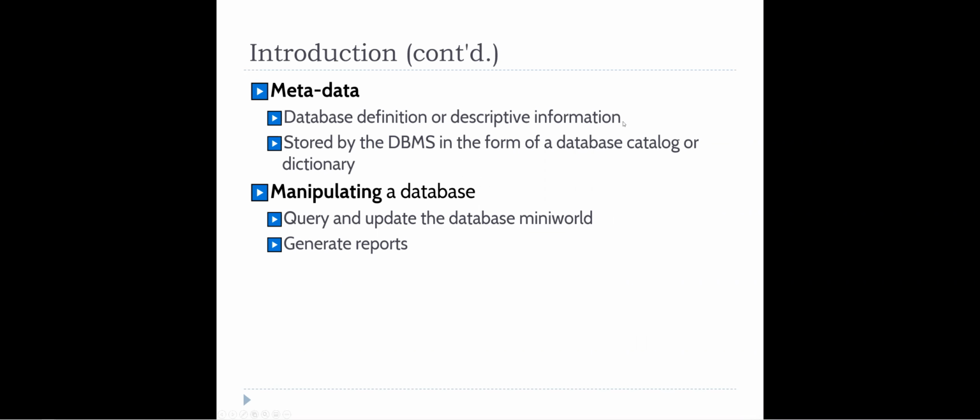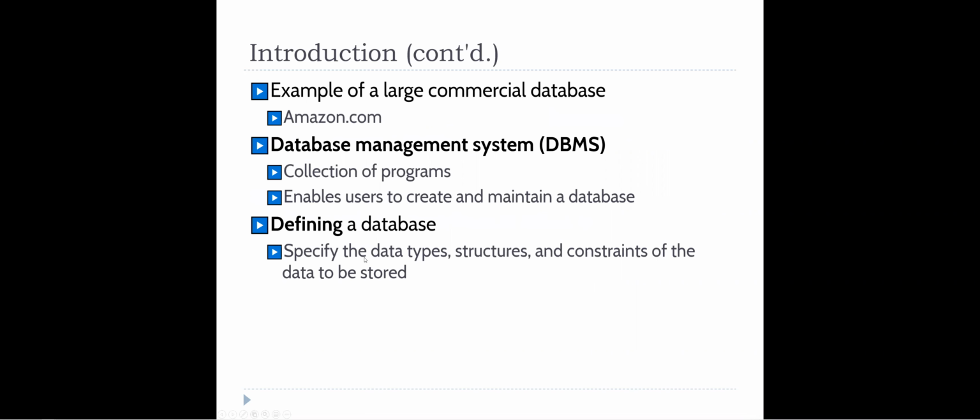Database definition or descriptive information stored in the database management system in the form of a database catalog or dictionary. We will talk about this more in the coming slides, but the metadata is saved as a database catalog or under a dictionary. Okay, so this is the place where it's saved. And it's a part of defining again.